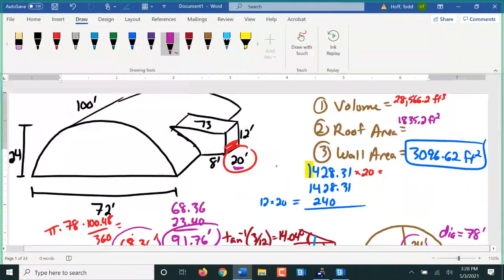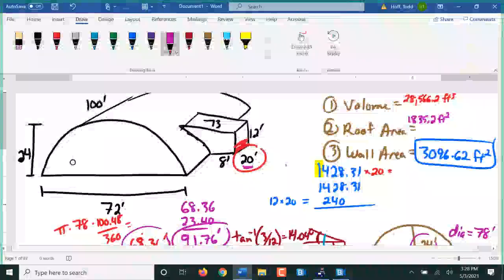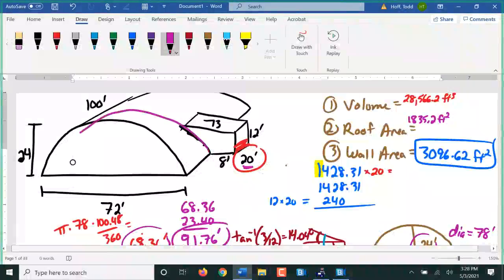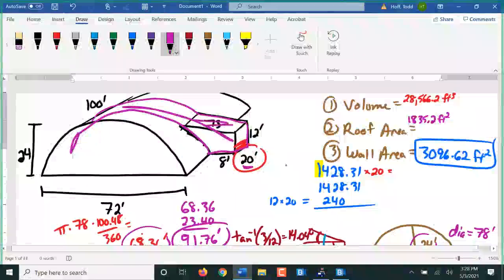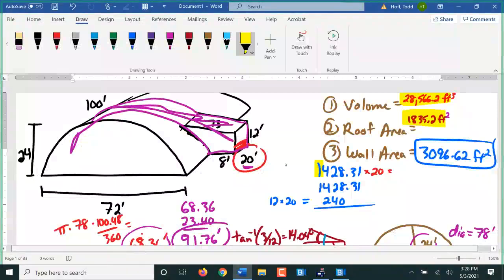So what we have done is we just took a slice out of this. This portion that is the lean-to here, we just took that slice out, we found its volume, we found what it contributes to the roof area. Those are these two numbers we have over here. Now we need to look at the rest of this to get what it contributes to the volume in the roof area.